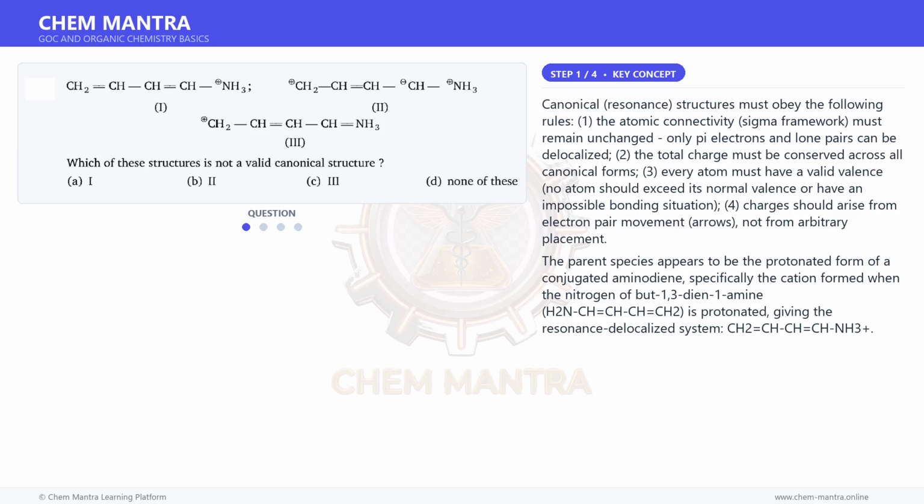The parent species appears to be the protonated form of a conjugated amine, specifically the cation formed when the nitrogen of 1,3-butadienyl amine, H2N, CH=CH, CH=CH2, is protonated, giving the resonance delocalized system, CH2=CH, CH=CH, NH3+.